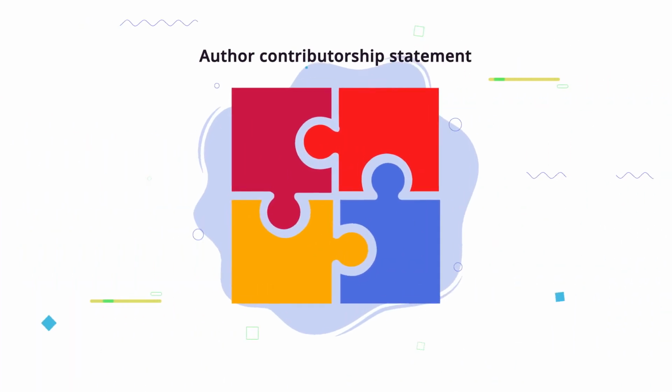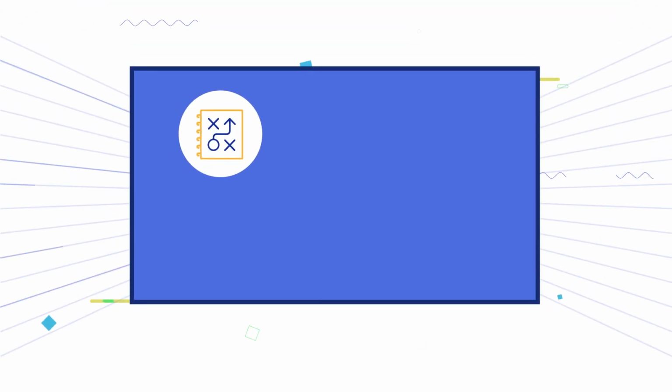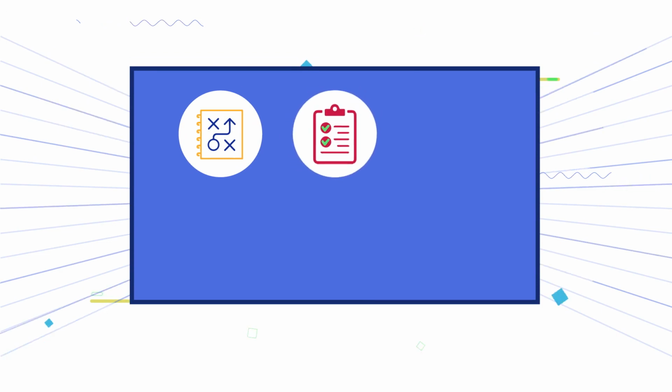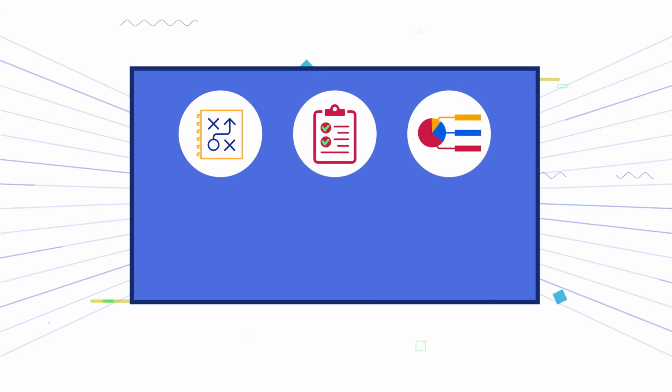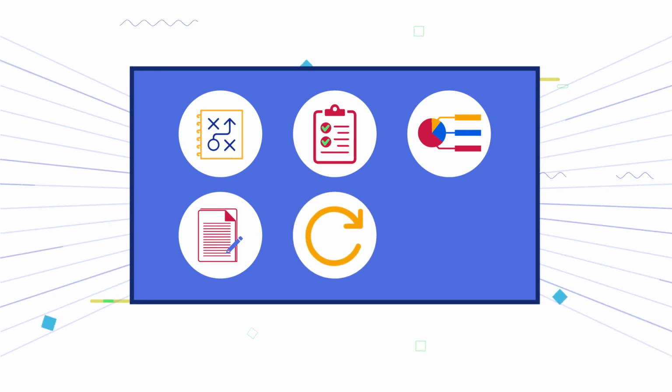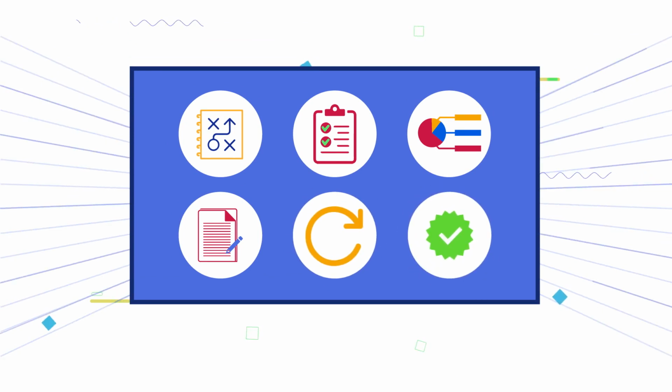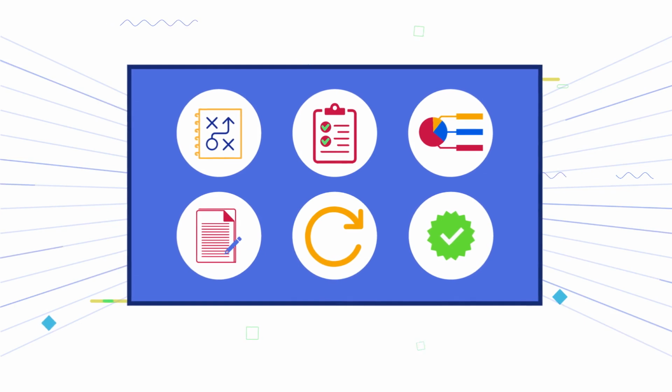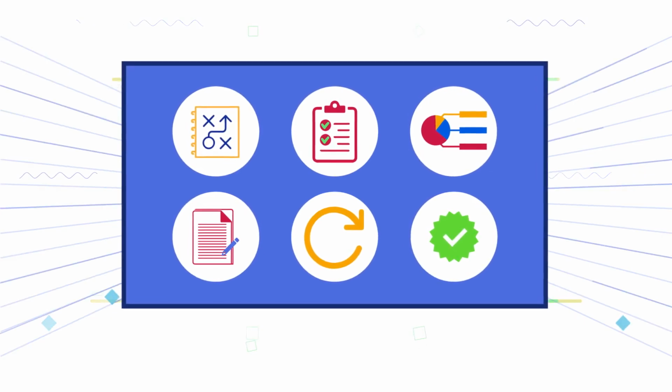Clarify each author's contribution against criteria including conception or design of the work, data collection, data analysis and interpretation, drafting the article, critical revision of the article, and final approval of the version to be submitted. All named authors should approve the paper prior to submission.